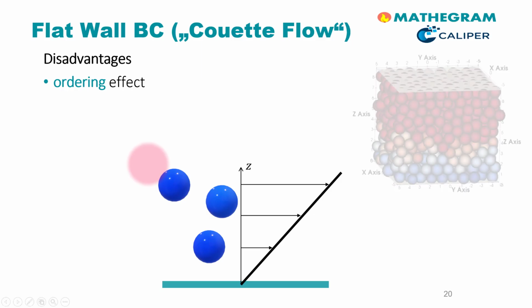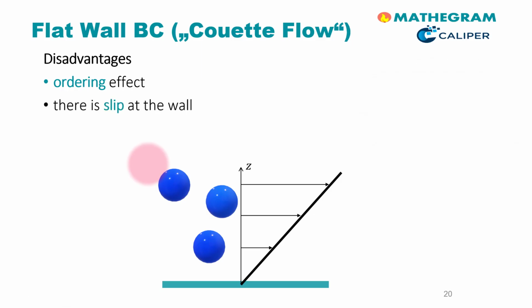The second disadvantage of a flat wall BC is that there is a certain slip velocity at the wall. The granular fluid does not stick to the wall, same as a liquid would, but particles roll or slide over the wall or even may not touch the wall, as shown here. This is problematic since we cannot assume a zero particle velocity directly at the wall.